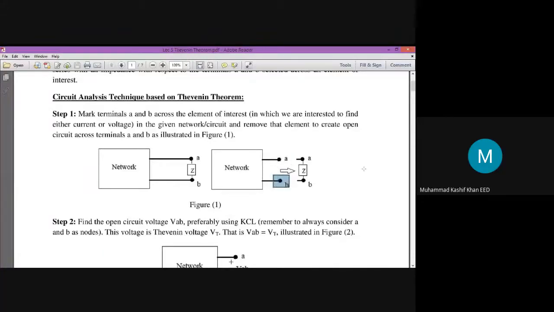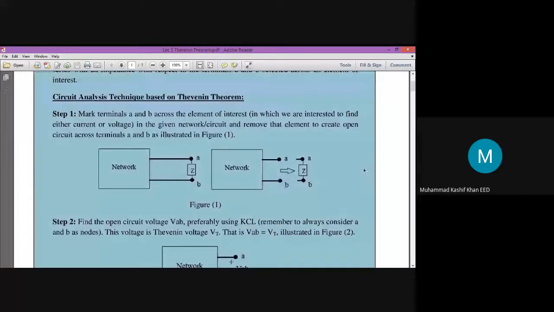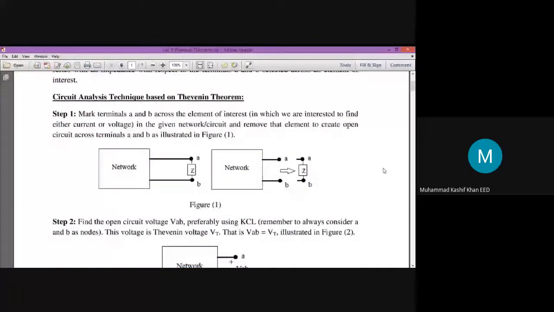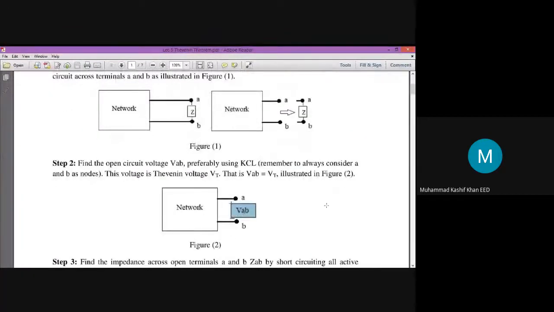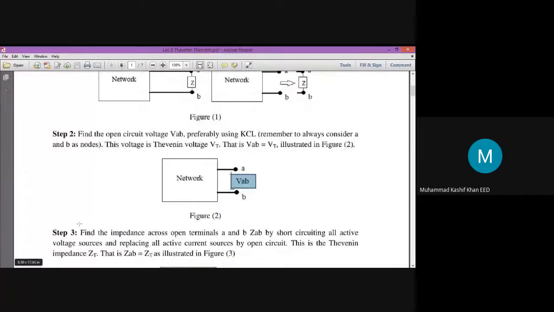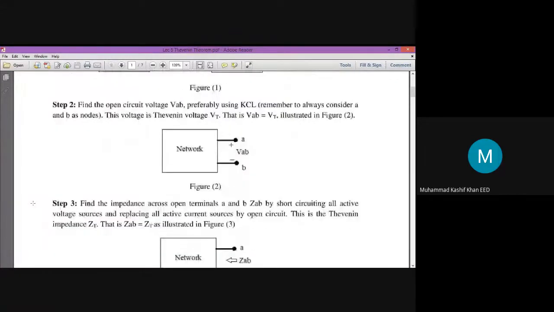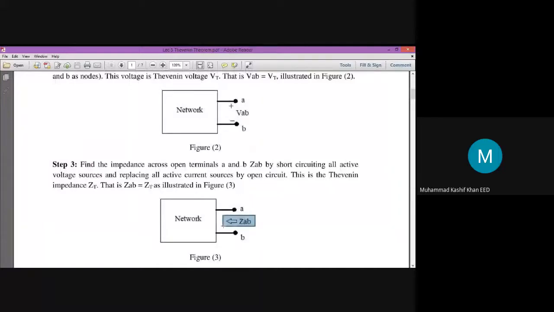You can do it with help of nodal analysis, and I will recommend you people to use nodal analysis while you are dealing with Thevenin theorem, because it's easy to find out node potential with help of nodal analysis. Once you have found out the Thevenin voltage, then you will proceed towards the next step, which is step number 3. In step number 3, you have to find out the total impedance of the circuit while looking from the point A and point B.